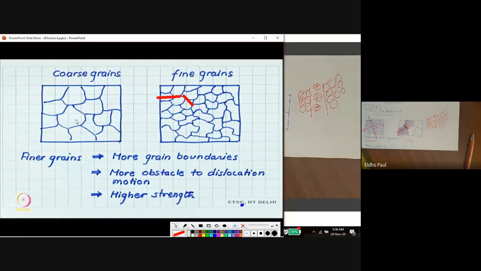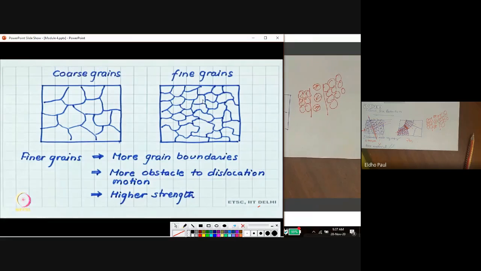So when we compare coarse-grained and fine-grained material, which one has more grain boundary regions? When we compare these two, the volume is the same, but this is a coarse grain and this one is a fine grain. We can see the grain surface regions, or grain boundary regions, are more in this fine-grained material. Each small grain is surrounded by a boundary, so the net grain boundary will be higher for fine-grained material than for coarse-grained material.